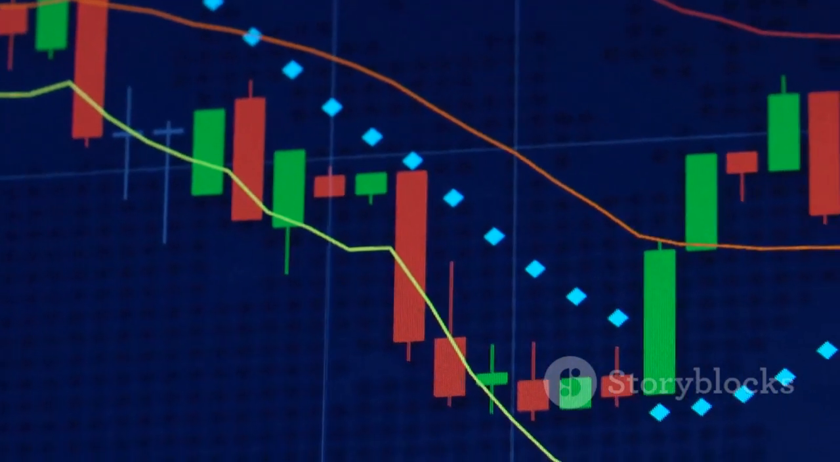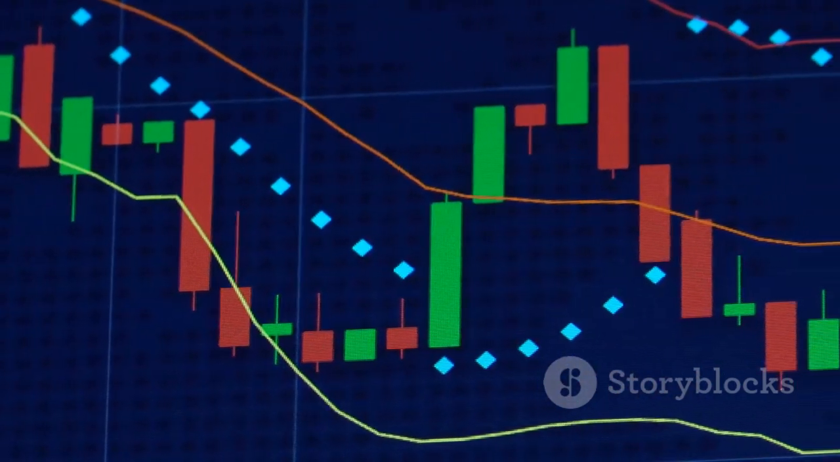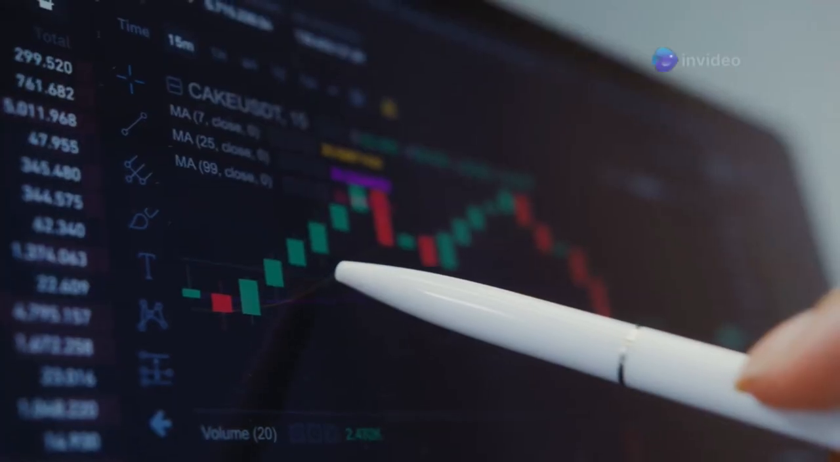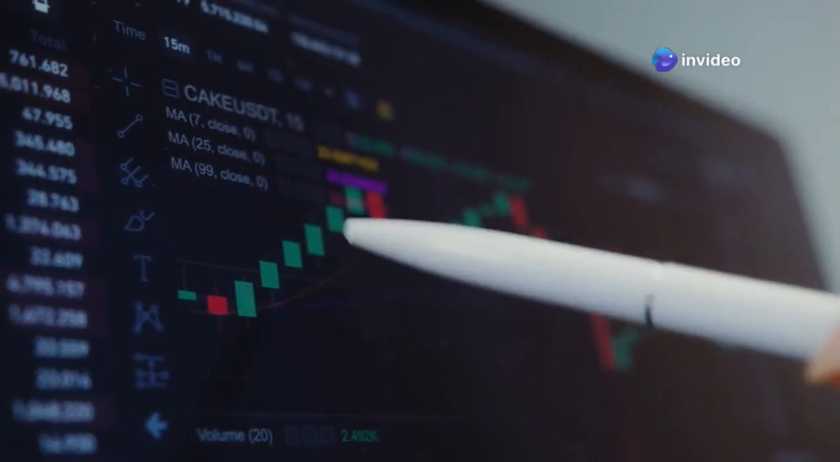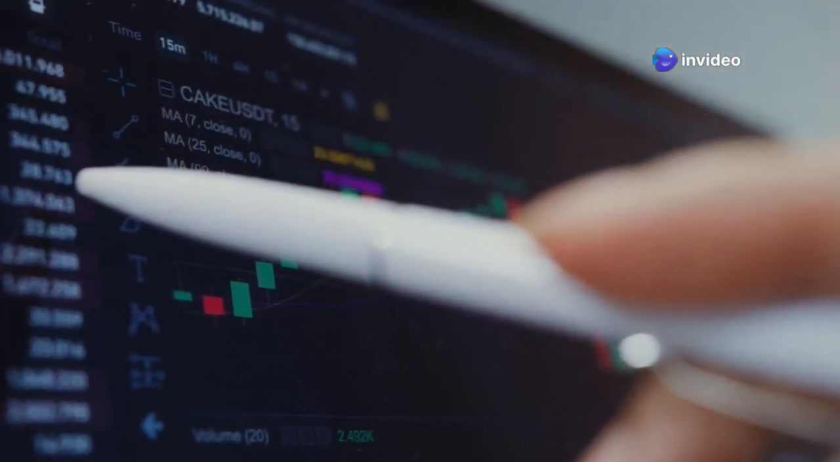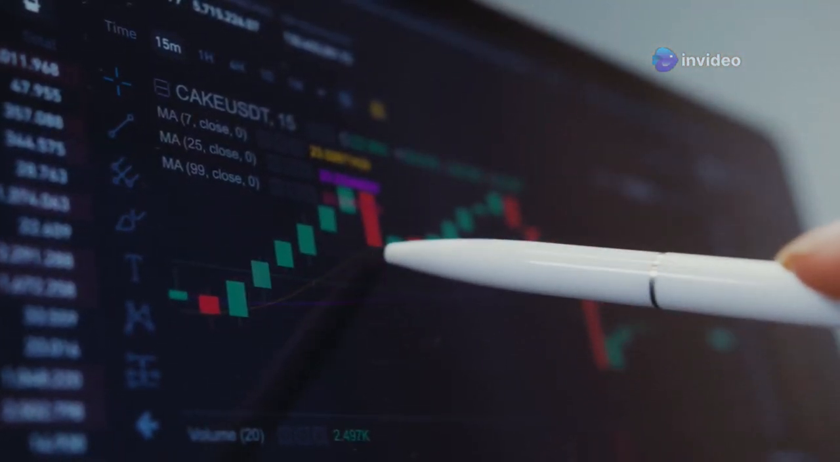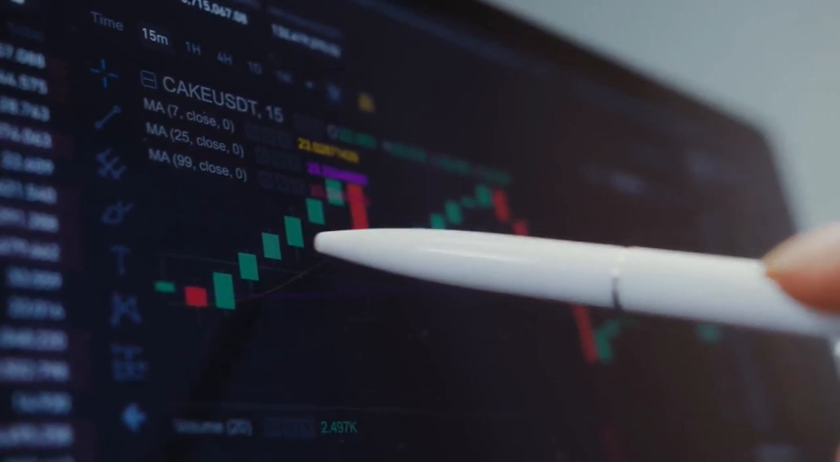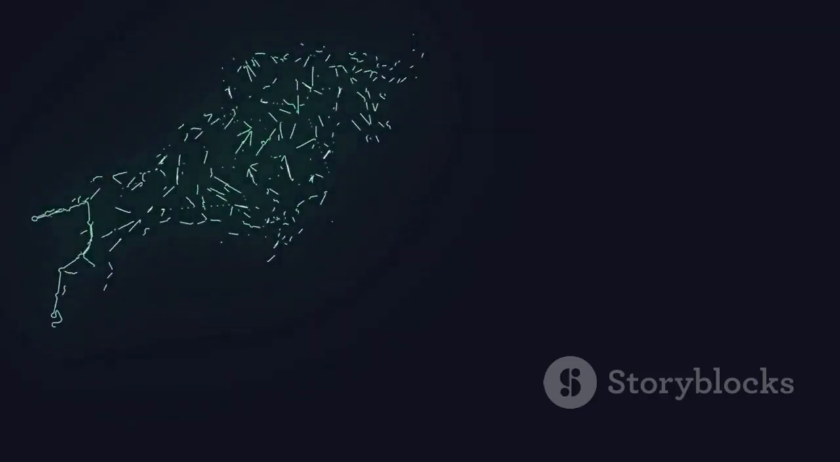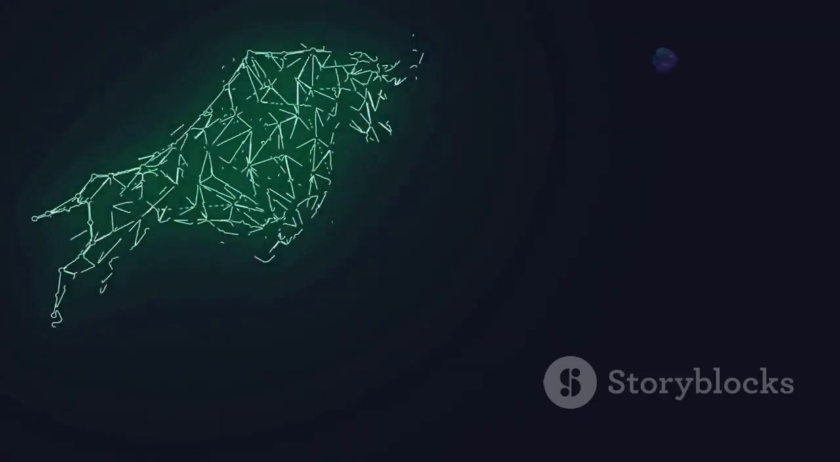First, look at the candlestick patterns. These are the building blocks of stock charts. These little guys tell you a lot about the battle between buyers and sellers. Each candlestick represents a specific time period and shows the opening, closing, high, and low prices. A long green candlestick means buyers were in control, pushing the price higher.